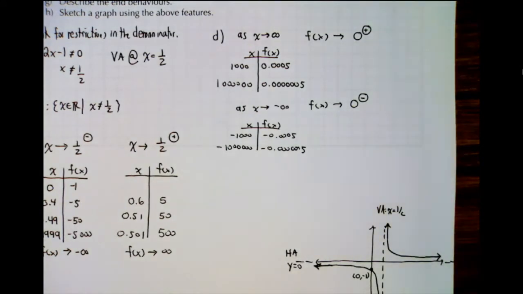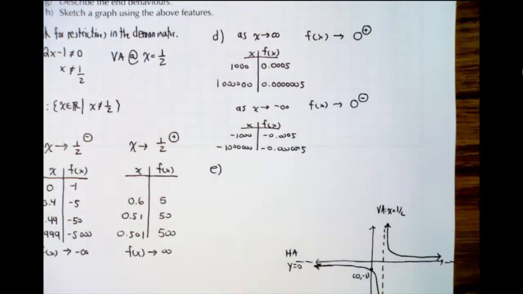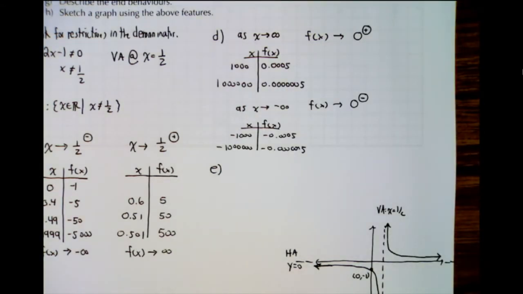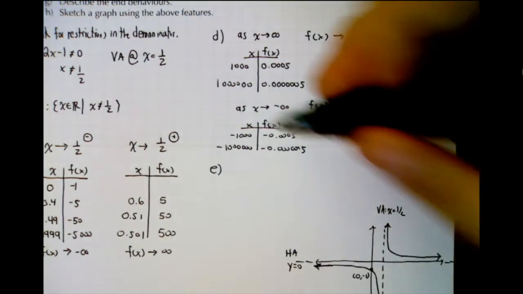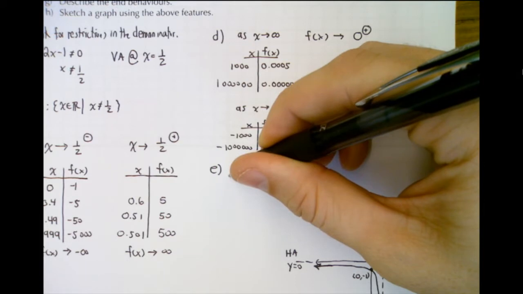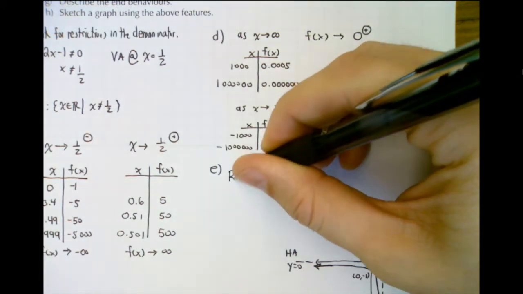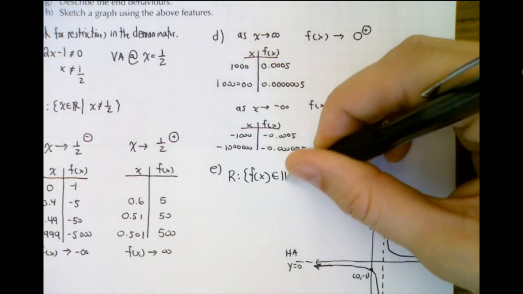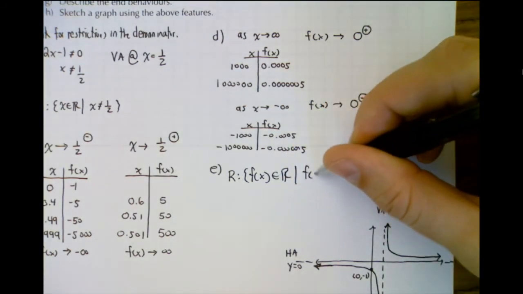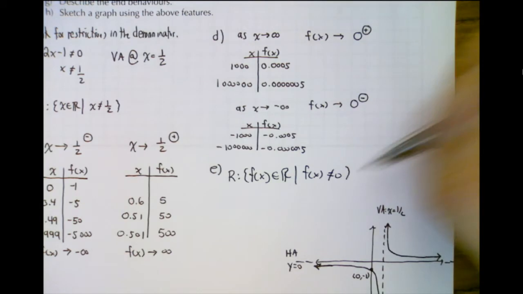Part E asks for the range. Now that we have a sketch, we can come up with our range pretty easily. We can see that it's basically every y value with the exception of 0, or horizontal asymptote. So our range is that f of x belongs to real such that f of x does not equal 0.